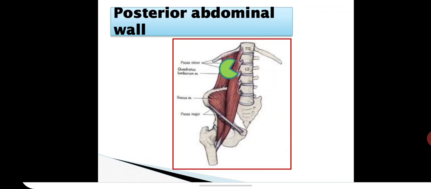Here you see in this image, posterior abdominal wall muscles are shown. Two muscles form the posterior abdominal wall. Psoas major is near the lumbar vertebra, arises from the bodies of the lumbar vertebrae, and is inserted to the lesser trochanter of the femur.